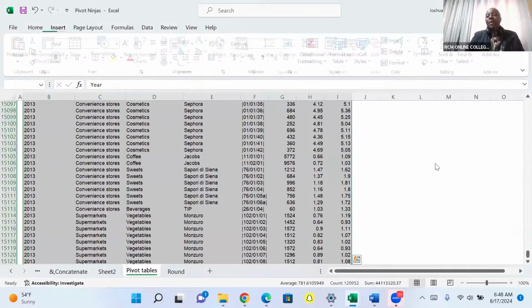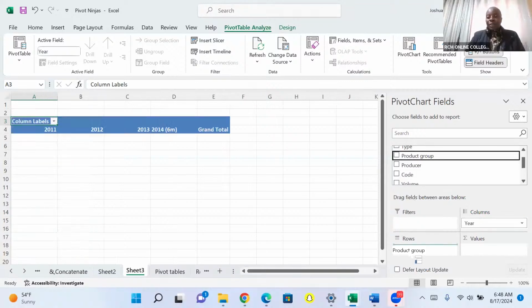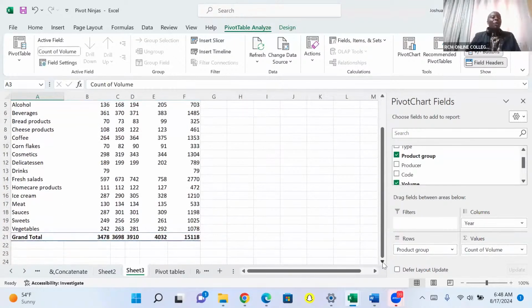So when I'm here, ladies and gentlemen, what do I do? I know the years. Of course, you can have them as rows. Years, I'll come and throw this in columns. Very easy. The product types, I can come and do this in the rows. And then I want to evaluate, for example, volume, like that.